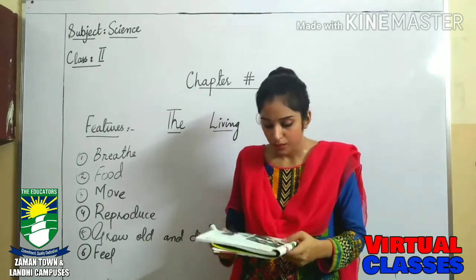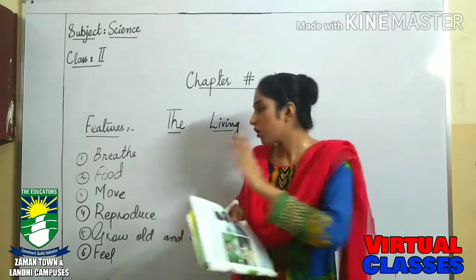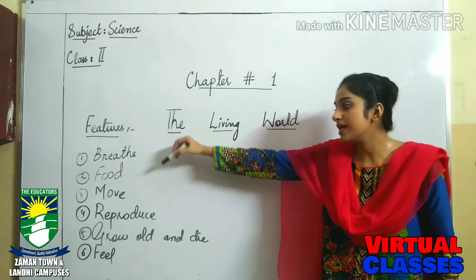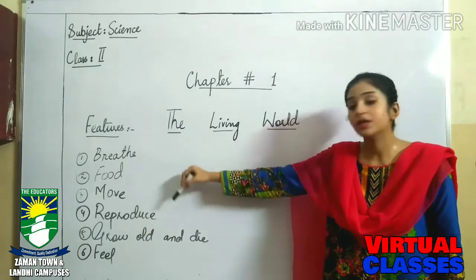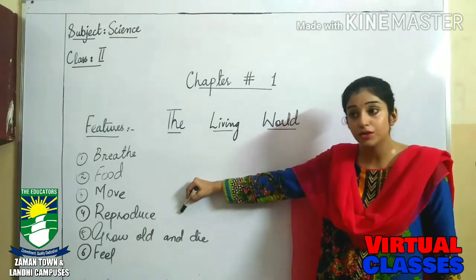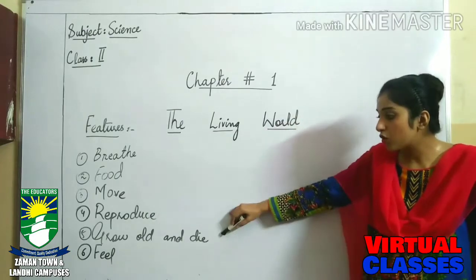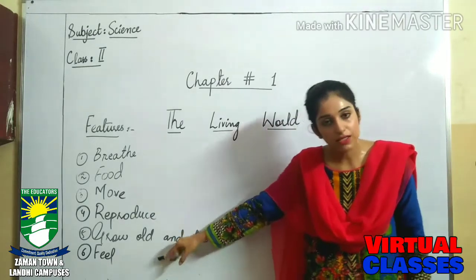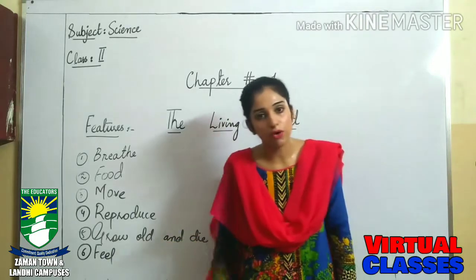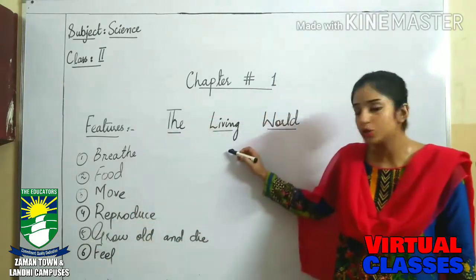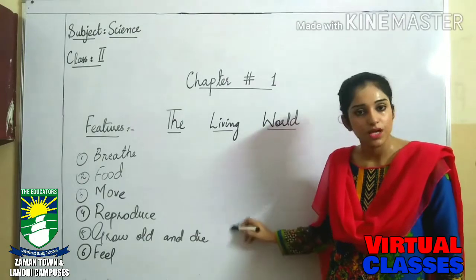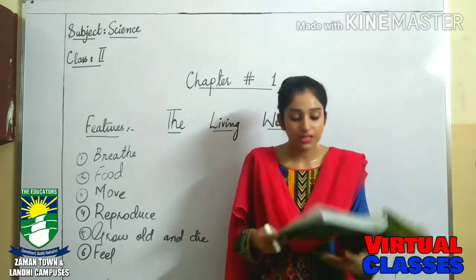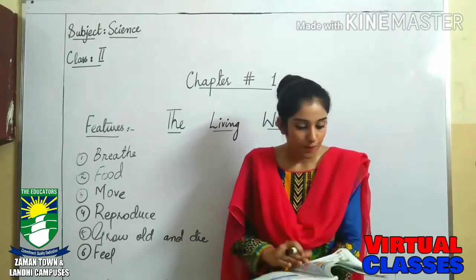right? So, this is the chapter. These all are the features of living things, that living things can breathe, they eat food, they move, they also reproduce and give birth to young ones. They also grow old and die, and they can also have feelings. But on the other hand, non-living things cannot show all these features because they are non-living things. Now, we are going to start one exercise.